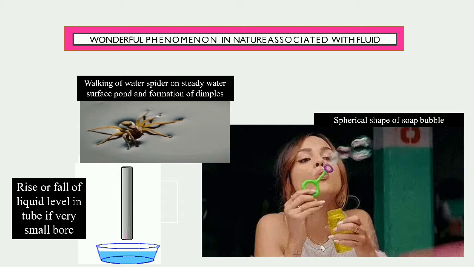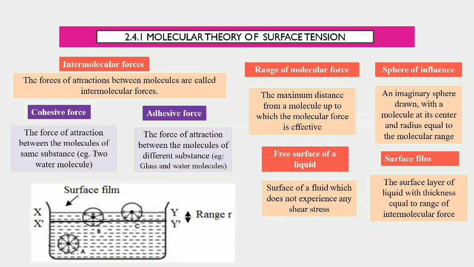Similarly, a liquid drop, a water drop or a rain drop, always has a spherical shape. A soap bubble also always has a spherical shape. The reason behind this is the surface tension of the liquid or water. So what is surface tension? To study surface tension, we will first introduce certain terms that we will use.